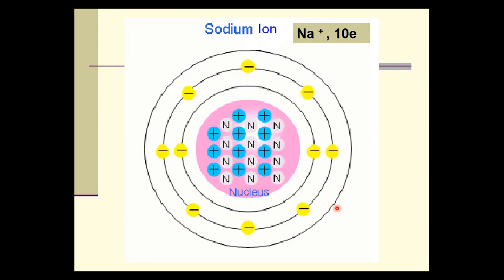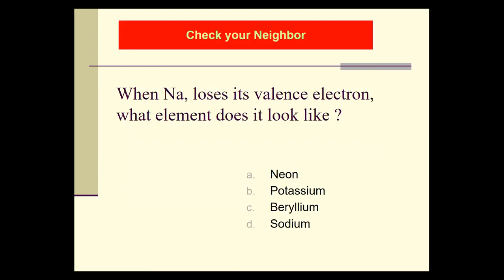It's neon. What do we know about neon? What kind of element is neon? What's that last row called? Noble gas. It's a noble gas. So wait a minute. Noble gases, they're stable, aren't they? They're stable because they already have a full outer shell. So what does sodium look like when it loses that electron? Well, it looks like neon, which is a noble gas.